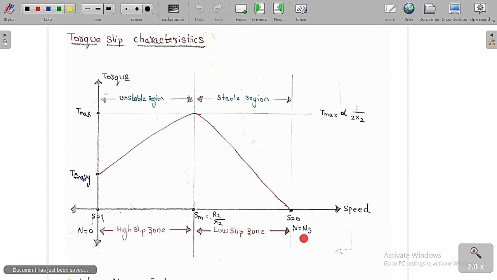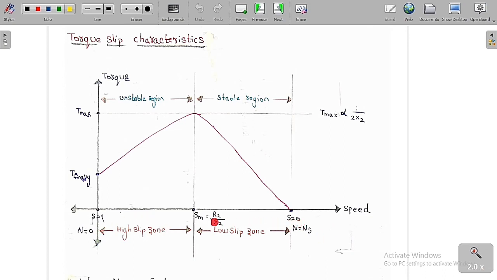Whenever the rotor speed is equal to synchronous speed, slip is nearly equal to 0, and whenever the rotor speed is equal to 0, slip is equal to 1. So this is called the no load condition, and this is the standstill condition or starting condition. This is called the slip at maximum torque, which is Sm is equal to R2 by X2. S is increasing from here to here and speed is increasing from here to here, both in the opposite manner.